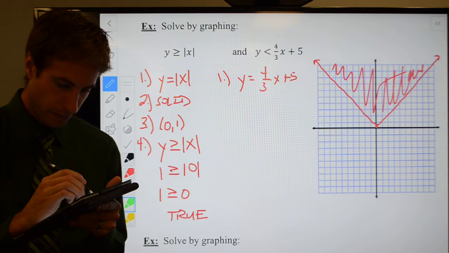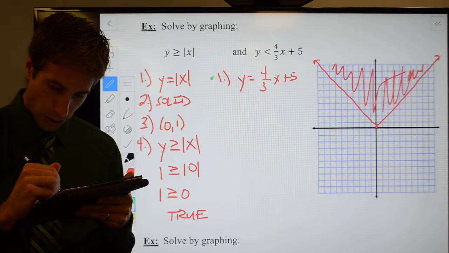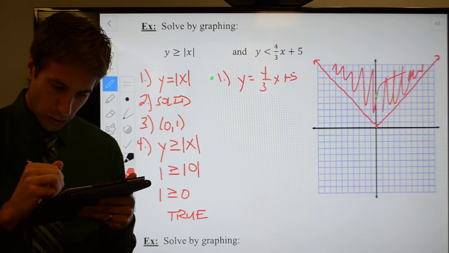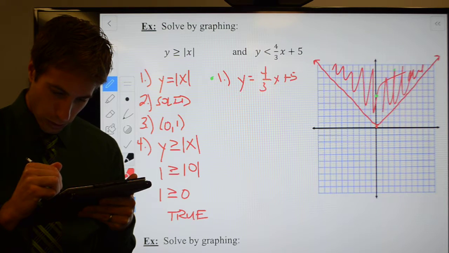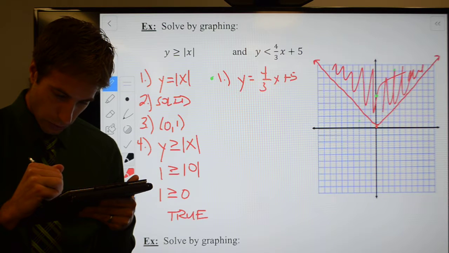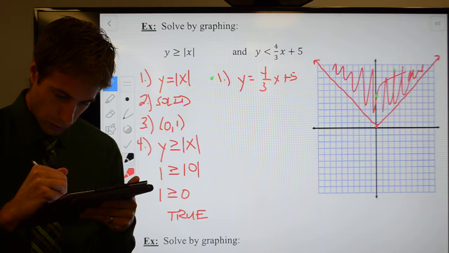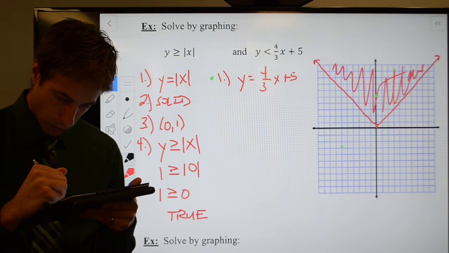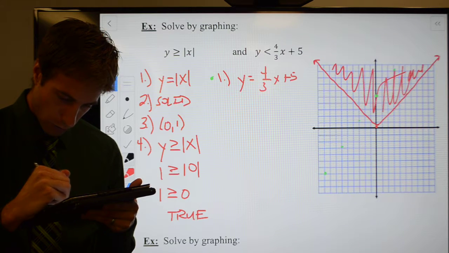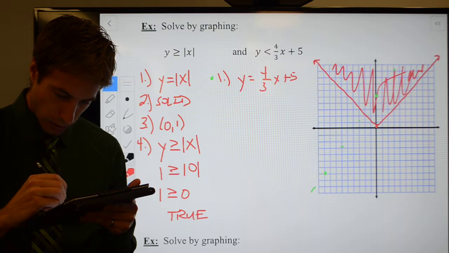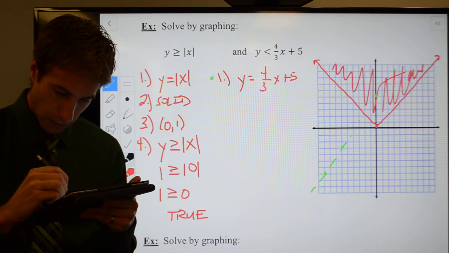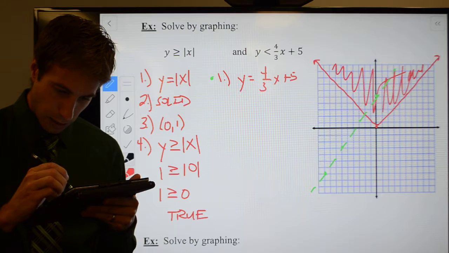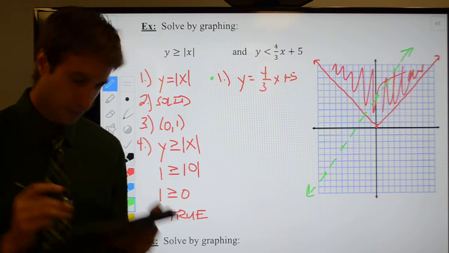Cool. Now this one. Graph this one in green. The slope is 4 thirds, and the y-intercept is 5. And it's a dotted line, so we're going to run right straight up through there, like that.